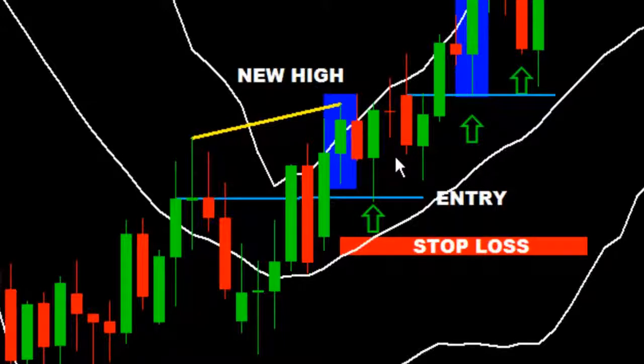Just to repeat that step one more time. Once the candle closes above the upper band, we must ensure that in the process a new high has also been generated.